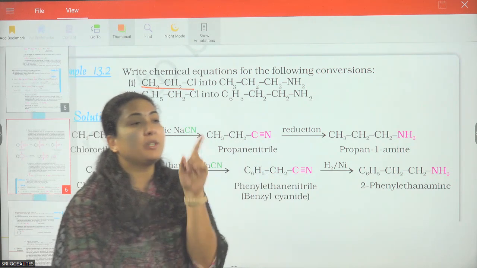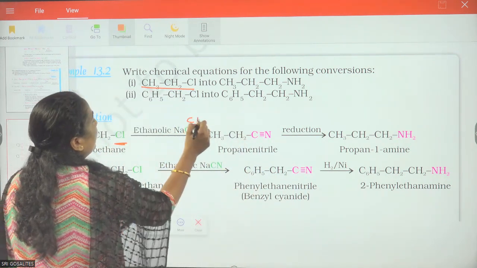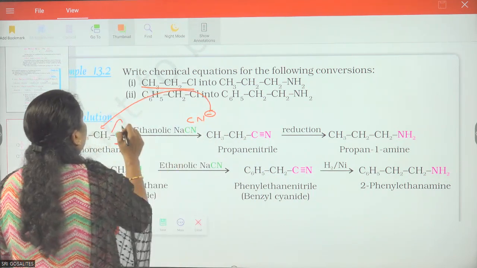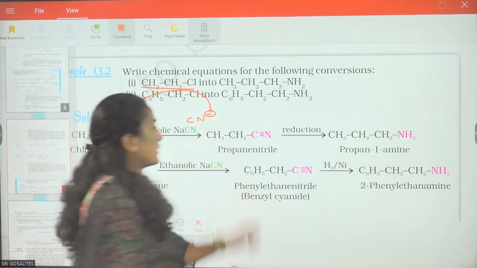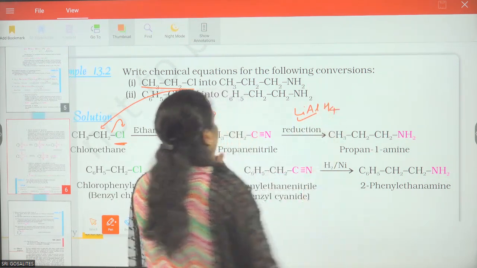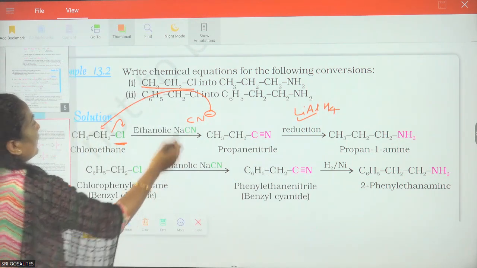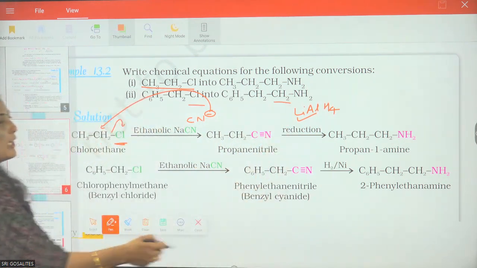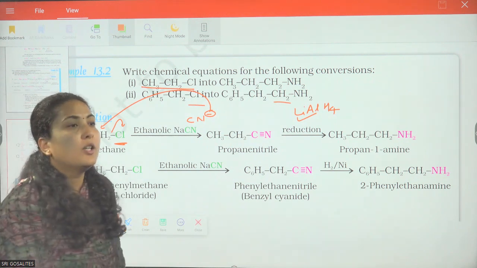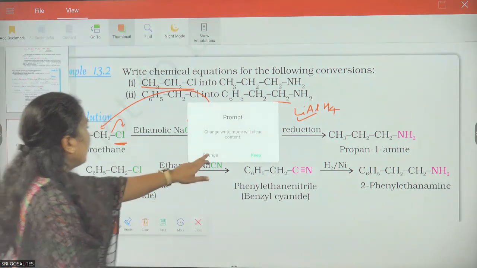So one carbon extra means try to think about CN. Basically you are having CH3Cl, and with the CN minus SN2 mechanism, you will get this. Now if you reduce it by lithium aluminium hydride, you are going to get CH3CH2CH2NH2. Similarly, again you are having one carbon extra in the amine, so again think of CN. Clear about it? The same thing with which they have done here.